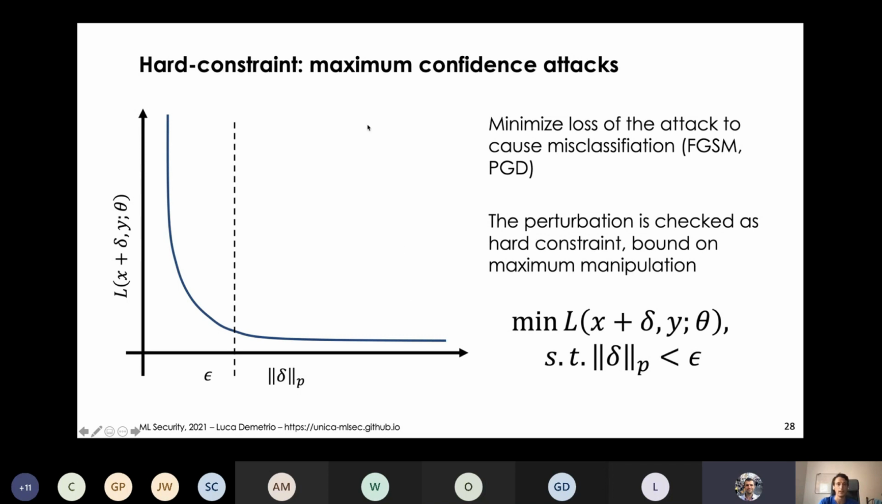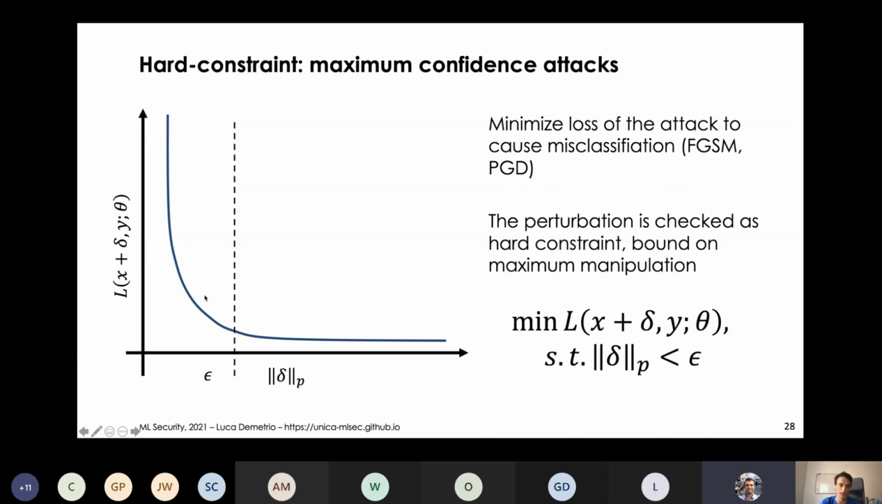For instance, if you want to use the so-called maximum confidence attack, this is an attack that puts a hard constraint on the size of the perturbation. In this case, you fix this epsilon here, and you say, I don't want to create samples that are larger than this. And then you want to optimize the loss. So you can arrive just here, and you can't descend further from here.